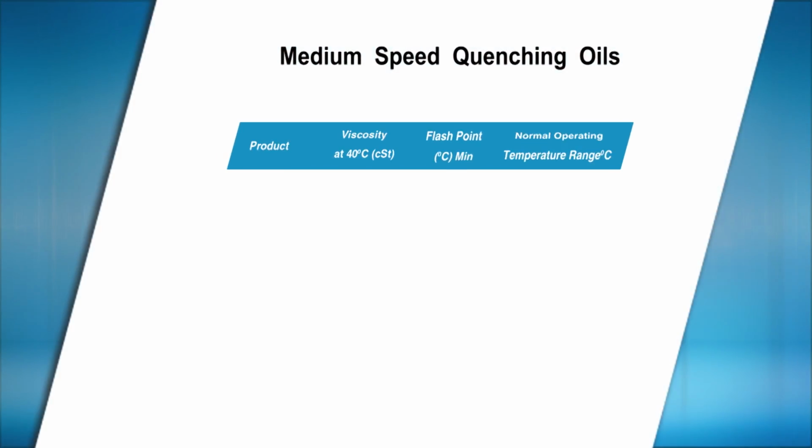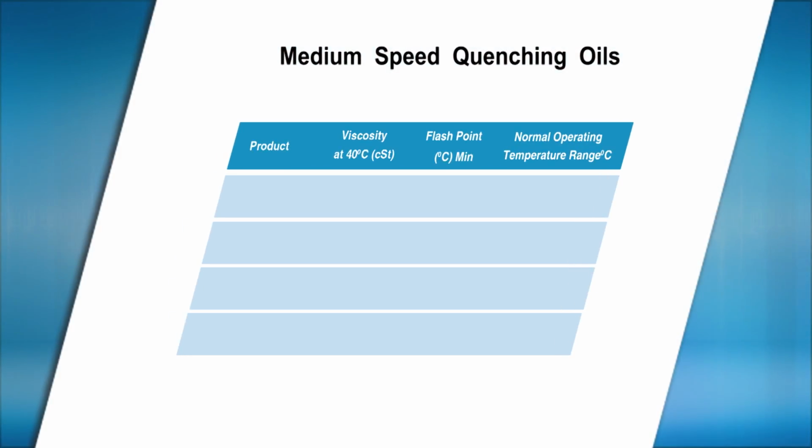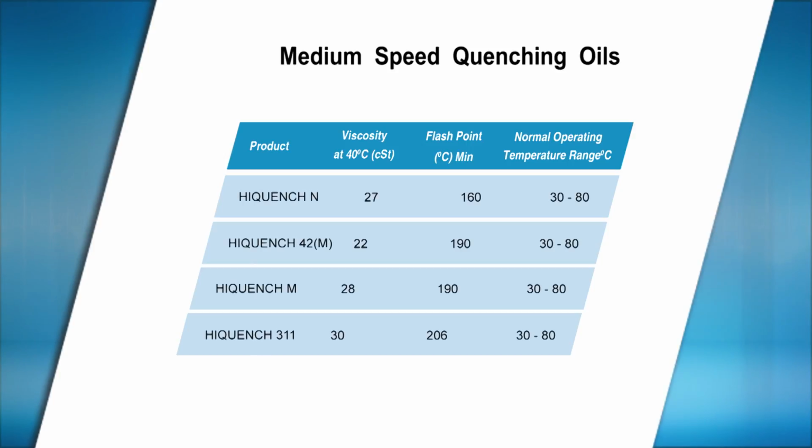We now move on to the popular products from Hardcastle Petrofer's range of quenching oils. The products listed in the table are cold quenching oils, where the oil temperature is normally maintained in the range of 30 to 80 degrees Celsius. These products are mainly identified as High Quench N, High Quench 42M, High Quench M, High Quench 311 based on their kinematic viscosity, and flashpoint measured by Cleveland Open Cup method.